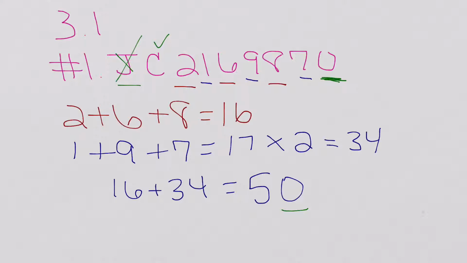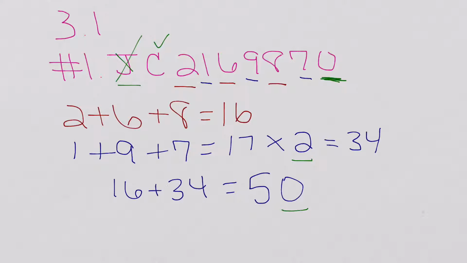Then you have to use the numbers to figure out if it's correct as well. As indicated here, we're adding the first, the third, and the fifth number together, which would be the 2, the 6, and the 8, and that gets 16. Your next step would be to add the second, the fourth, and the sixth number. That's 1, 9, and 7. If you add those together, you get 17. And at that point, you would multiply it by 2, right here, and that gives you 34.